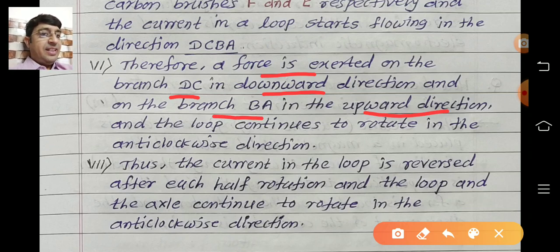We are reading DC, not CD. We are reading BA, not AB here. This is the direction of current. According to the direction of current, we are reading the names of the branches. So you remember this, and the loop continues to rotate in which direction? Anti-clockwise direction. So every half rotation, what happens? The AB and CD branches change their position, and then current always flows in anti-clockwise direction.